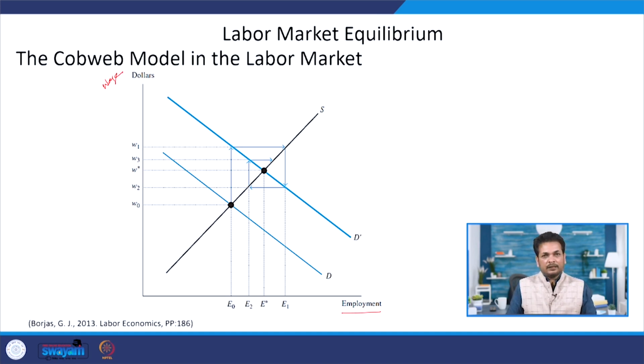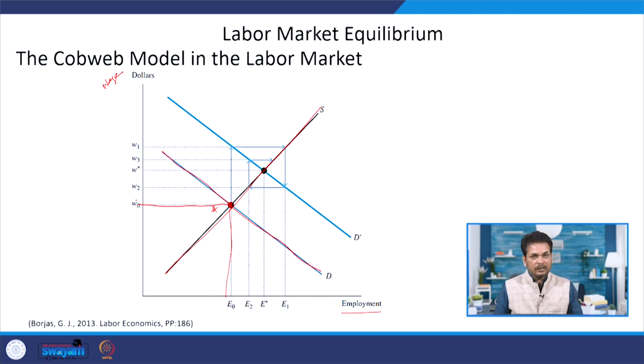Considering a demand function which is downward sloping, D, and a supply function which is upward sloping, S, the initial equilibrium in the economy is achieved at point A, where E0 amount of workers are employed at W0 wage rate. We are talking about the particular labor market for engineers. So, these demand and supply curves show the demand and supply for engineers.